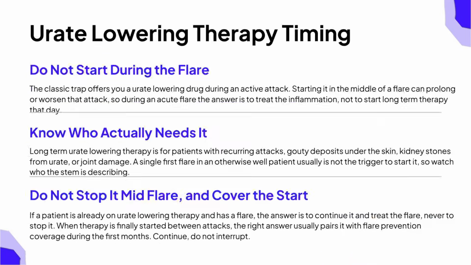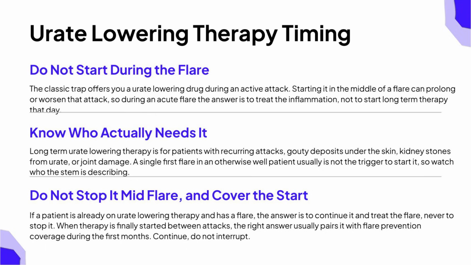Train yourself to scan the stem for the comorbidity clue, because that clue is doing the work of selecting the answer for you. Strategy 3 is the timing of urate-lowering therapy, and this is where the writers set some of their favorite traps. First, do not start urate-lowering therapy during an active flare. A very common distractor offers you a urate-lowering drug right in the middle of an attack, but starting it then can actually prolong or worsen the attack.